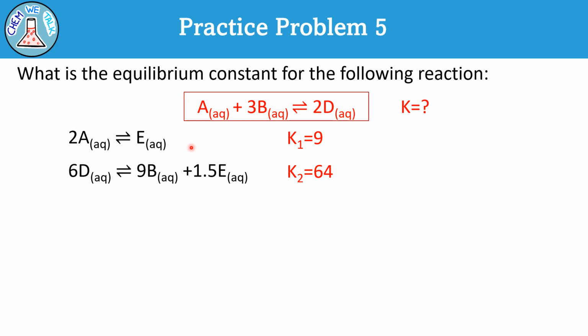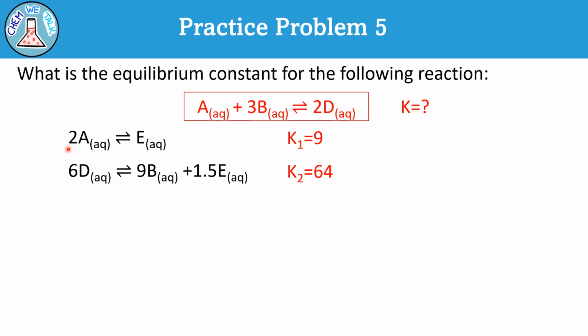My recommendation for those problems is let's look at the goal, the ideal reaction, and see where are my reactants and products. So in this case, we have A and B as reactants, so on the left side of the arrow, and we have D on the product. Let's ignore the coefficients for now.